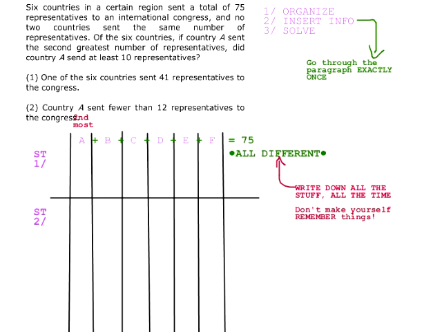Okay. So then, if country A, so country A is the second most. So let's just write that there. All right. And then the question is, did country A send at least 10?